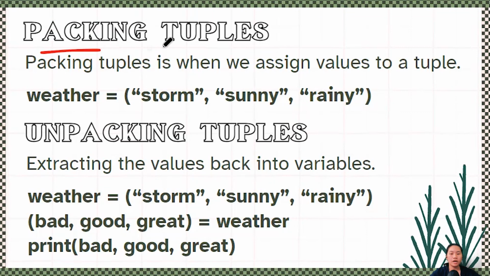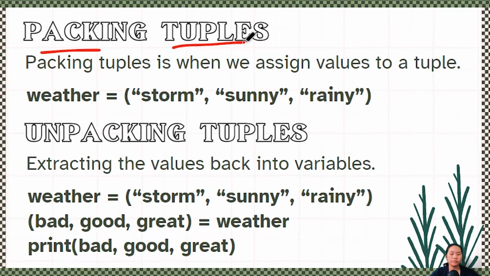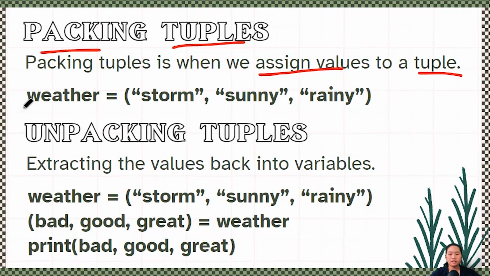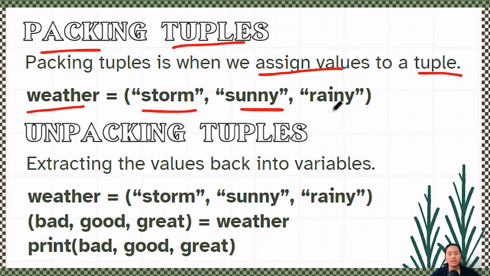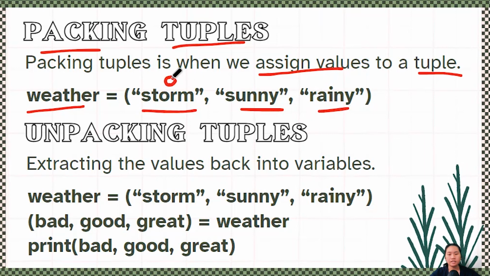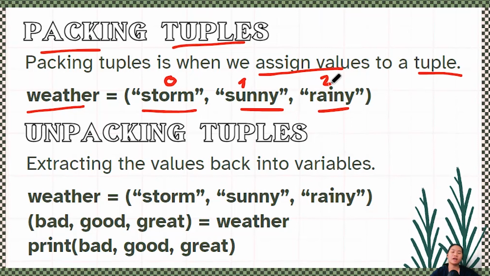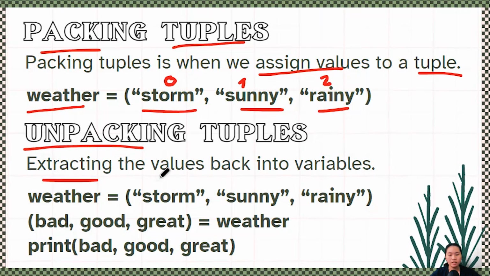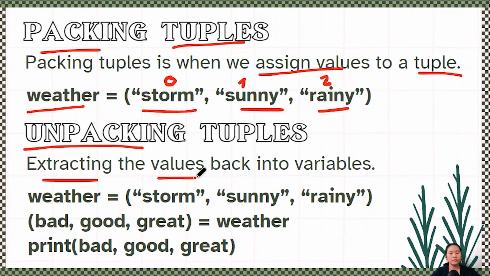So what is packing tuples? Very simply, we assign values to a tuple. That's packing it, okay? Like this, I have a weather tuple with the values storm, sunny, and rainy at index 0, 1, and 2 respectively. So that is packing, okay? Now, what is unpacking? Very interestingly, unpacking is extracting the values of the tuple to separate variables, okay?